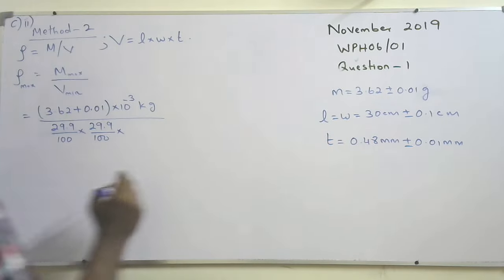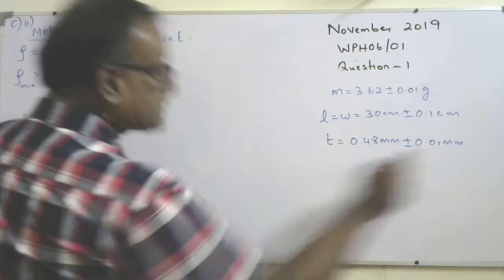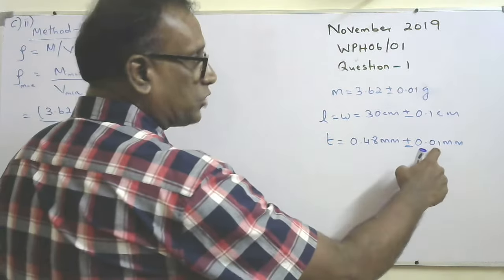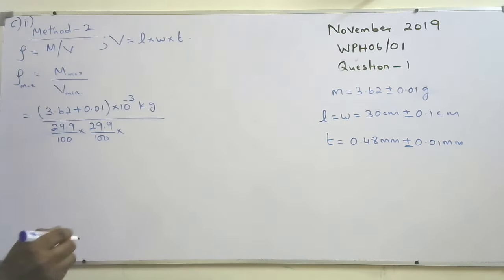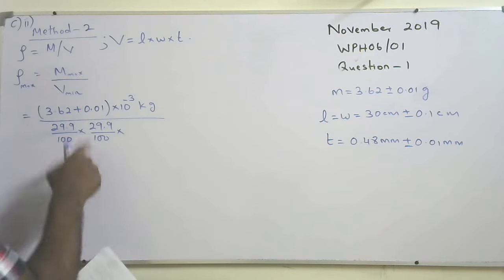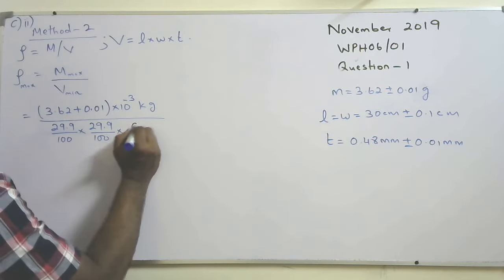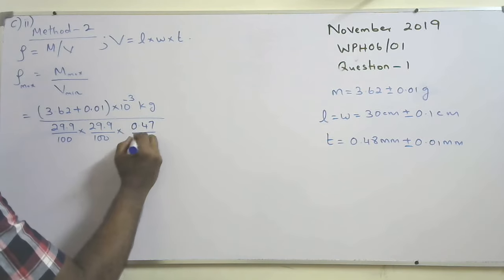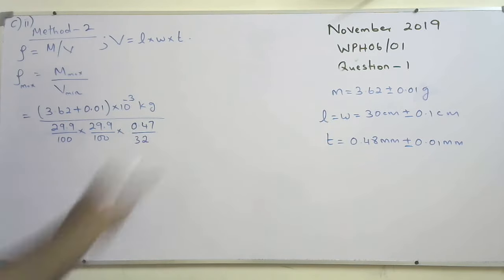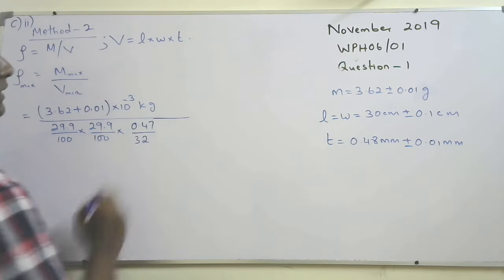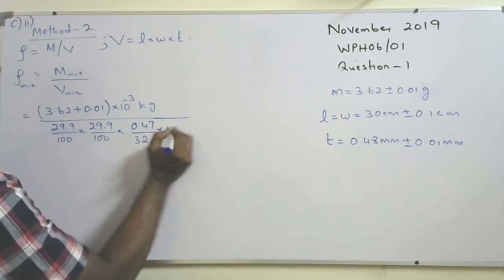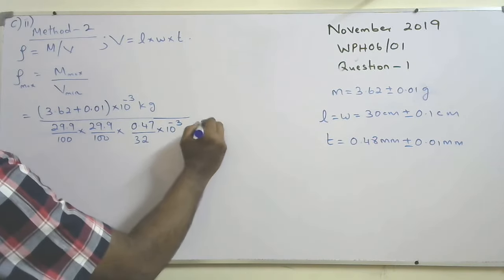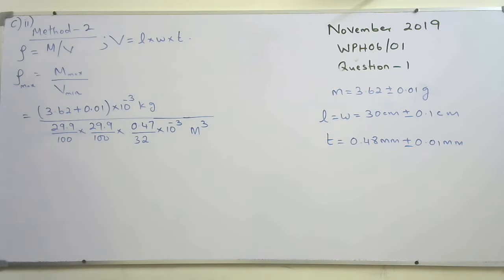This must be divided by this minus this. So 0.48 minus 0.01, that is 0.47. That is 0.47 divided by 32, because 32 layers are there. That is in millimeter. Convert to meter, 10 to the power minus 3. So the volume is in meter cube. I hope you understood that one.